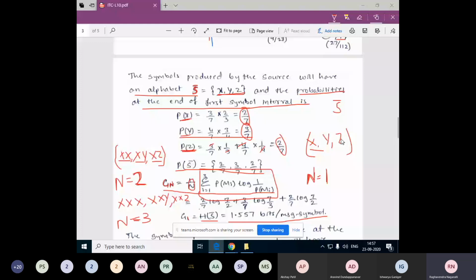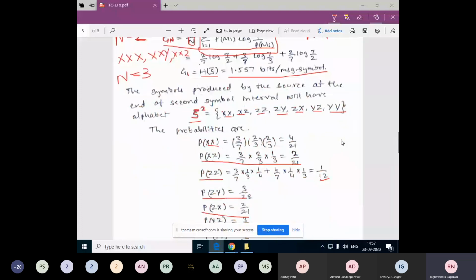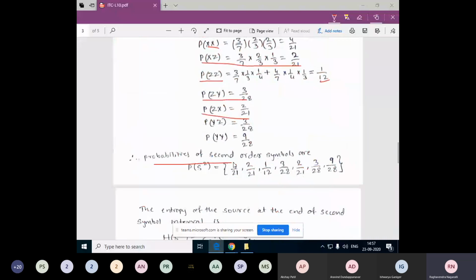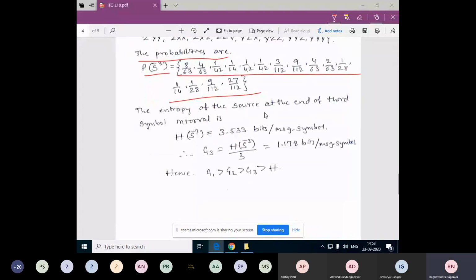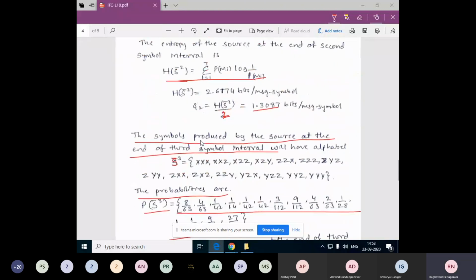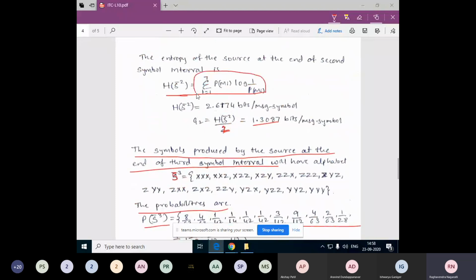Third order symbols. So these are the probabilities of, sorry, this is for second. Okay. Probabilities for the third order symbols, third symbol emission. So these are the probabilities. So now the entropy of the source at the end of third symbol interval. So again, using this same basic entropy equation, which we have seen for the zero memory source, not for the Markov source. In the entropy, first we need to calculate the entropy of each state and then entropy of the whole source.